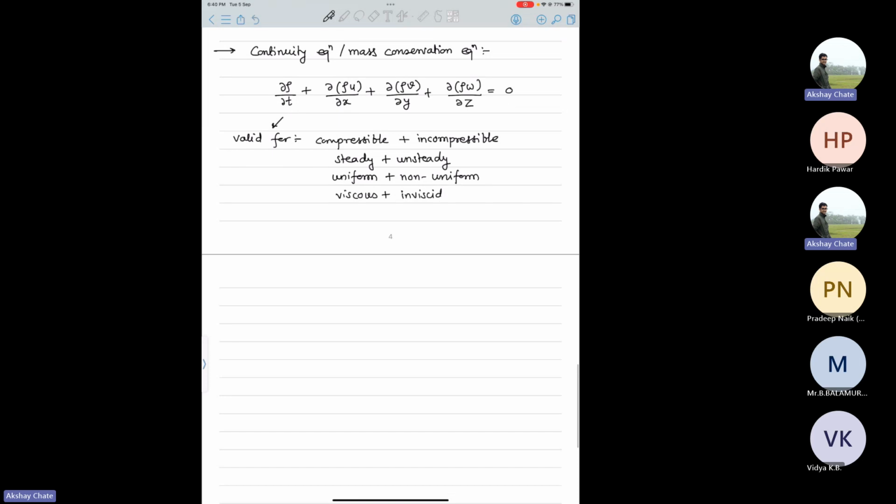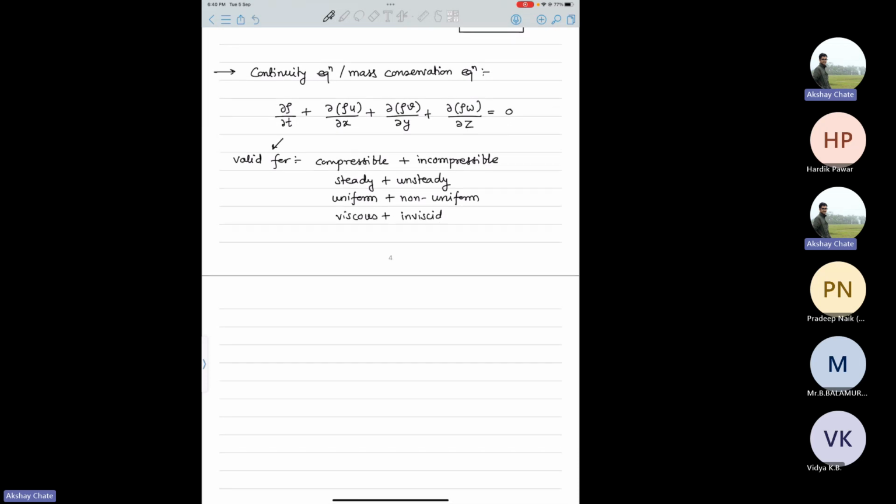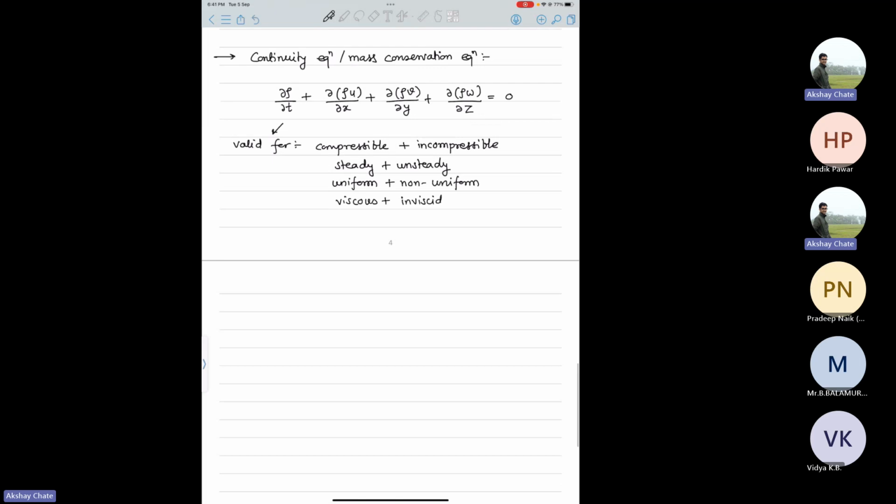So what you do, you apply the chain rule for these rho u, rho v, rho w terms, and then you expand. So what you get? Del rho by del t plus u into del rho by del x plus rho into del u by del x. So this is the second term. This is nothing but the chain rule for the second term in the general equation.